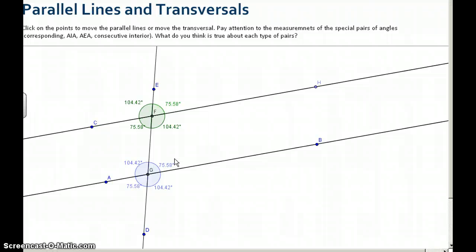Look at your corresponding angles. Look at your alternate exterior angles. The 104.42, and the same thing up there. They're all equal to each other. So that is the gist of this.